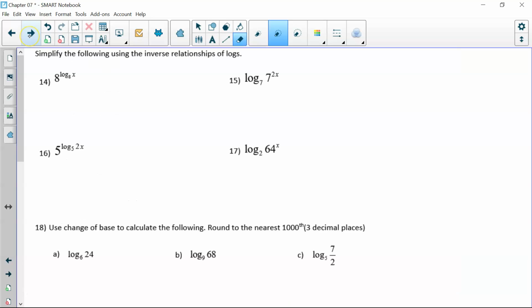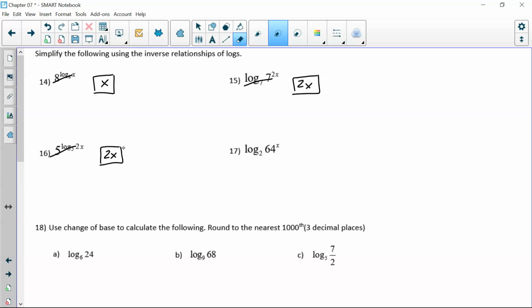Let's go to the next page. And we're going to simplify using inverse relationships. Now, if you look, 8 is the base of the exponential and 8 is the base of the log. They're going to undo each other. We're left with just x. Problem number 15, log base 7 of 7 to the 2x. Base is 7, base is 7. They undo each other. We're left with 2x. 5 to the log base 5 of 2x. The 5 and the log base 5 cancel each other out. We're left with 2x.